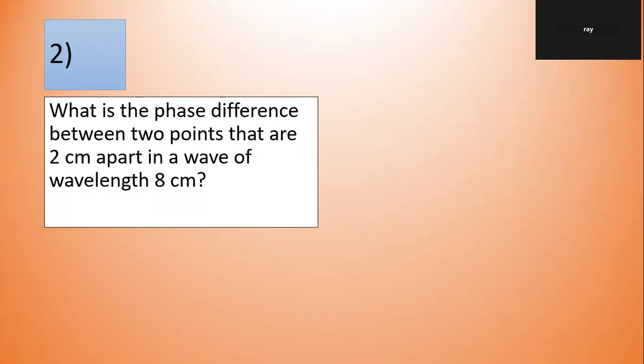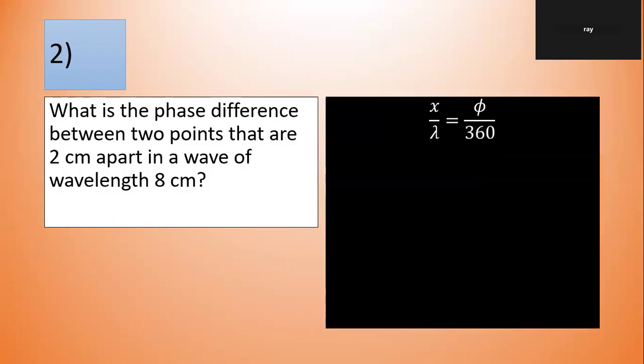What's the answer? How should I answer this? Use the formula. Okay, x is 2 cm. Wavelength is 8 cm. And then one wavelength is 360 degrees. Then there's your phase that you want. Cross multiply. You get your answer: 90 degrees. Okay.